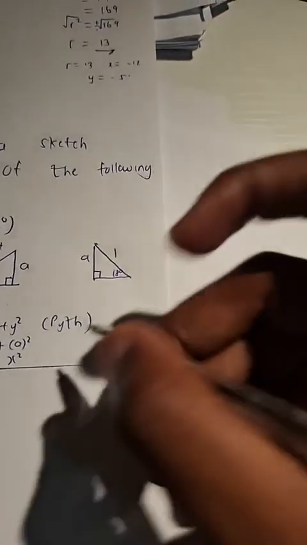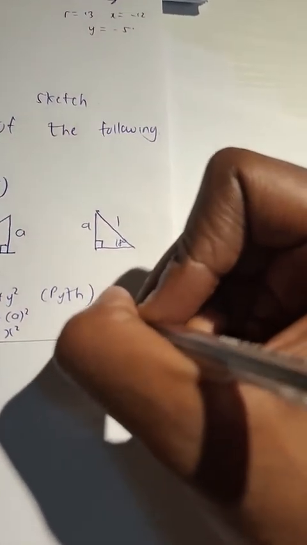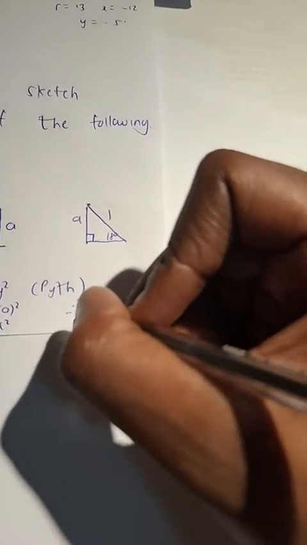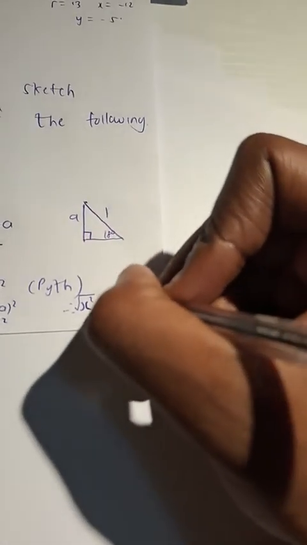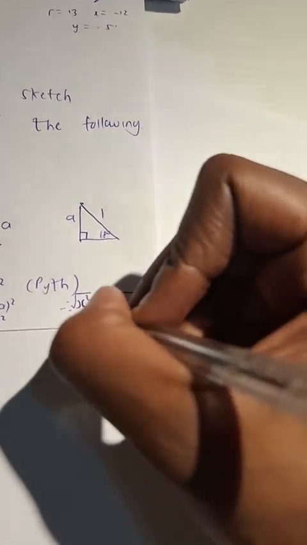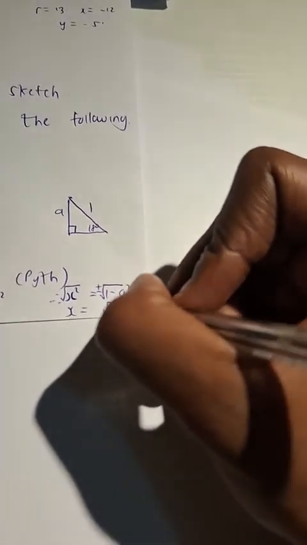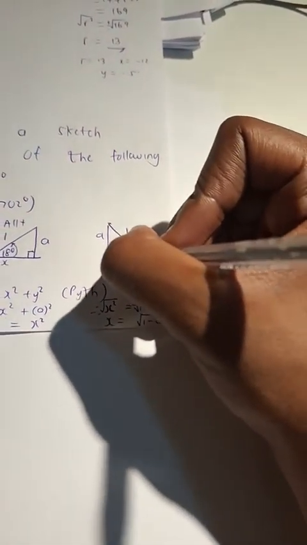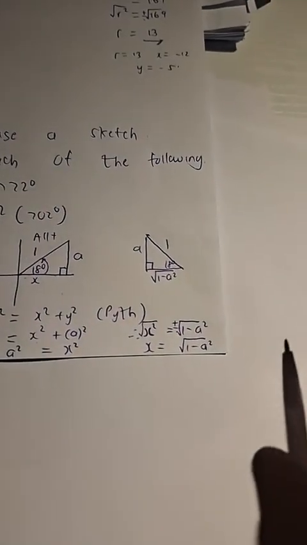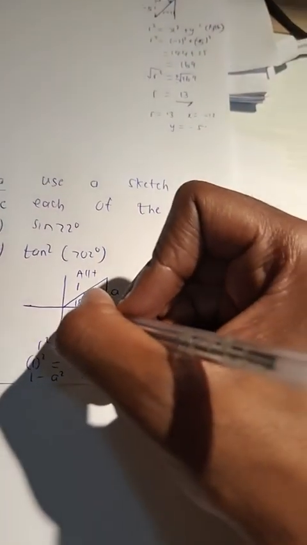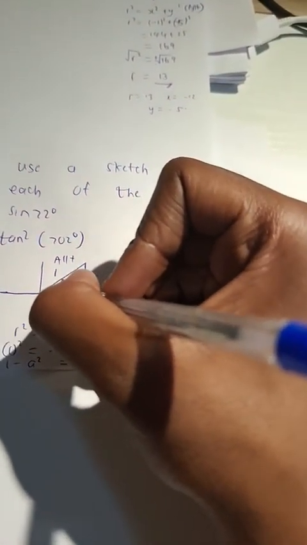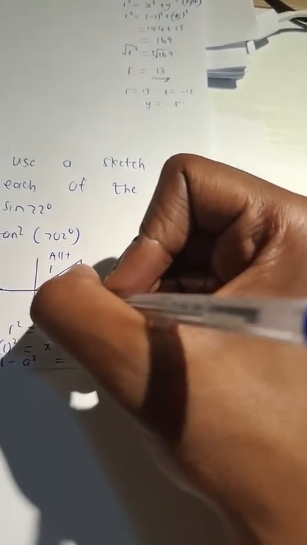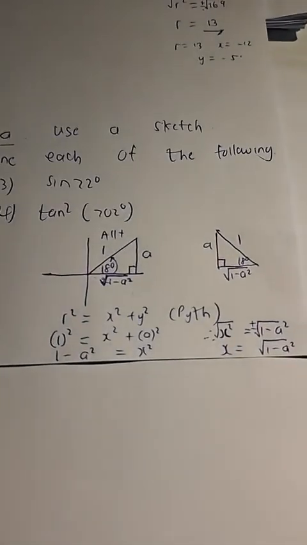x squared is isolated. Then therefore we can say x squared is equal to 1 minus a squared. We take the square root, we put plus minus, so x is equal to the square root of 1 minus a squared. But remember, if it's a freestanding triangle, then the square root of 1 minus a squared is fine, the positive value. And obviously, if it's in the first quadrant, then x is fine as positive, because remember, in the first quadrant, x is a positive value.